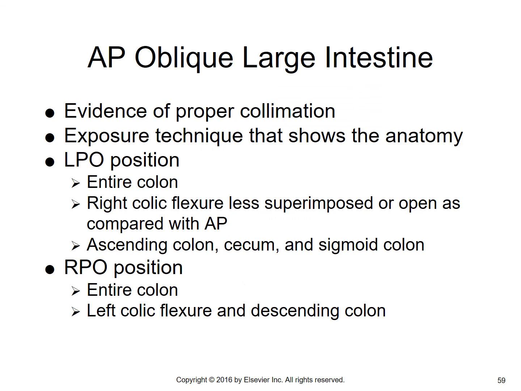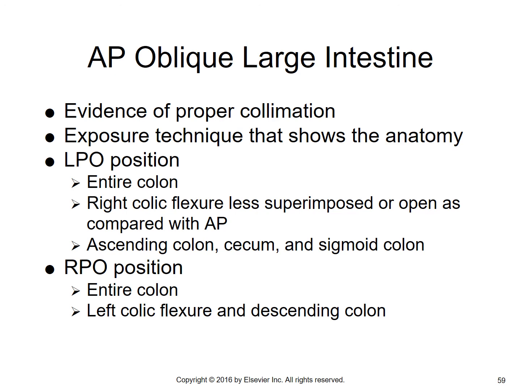AP obliques, some places do PA obliques, some places do AP obliques. Okay, it just depends. So if we're doing AP obliques, evidence of proper collimation, exposure technique that shows the anatomy. For the LPO, okay, so what did I say? Memorize that RAO opens the hepatic flexure. Just memorize that fact. Because if you memorize that fact that the RAO opens the hepatic flexure, you know the rest. Because you can say to yourself, well, I know that the opposite of RAO is an LPO. Well, then the LPO must open up the right colic or hepatic flexure.